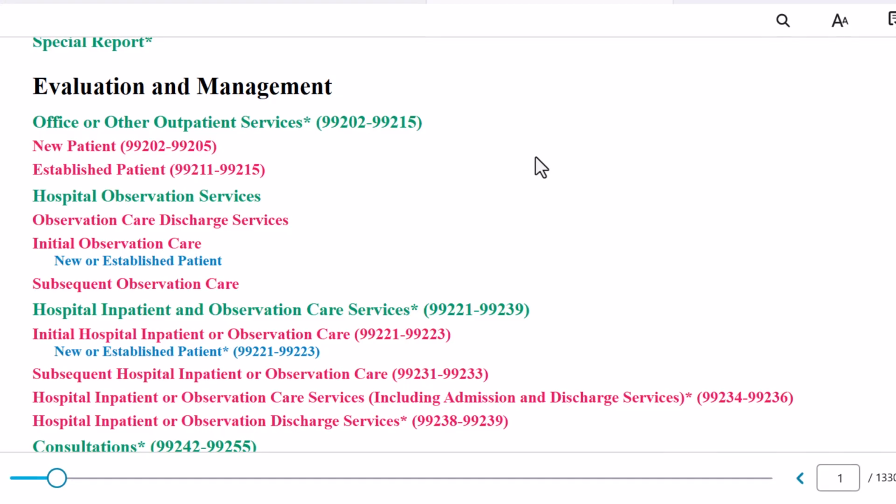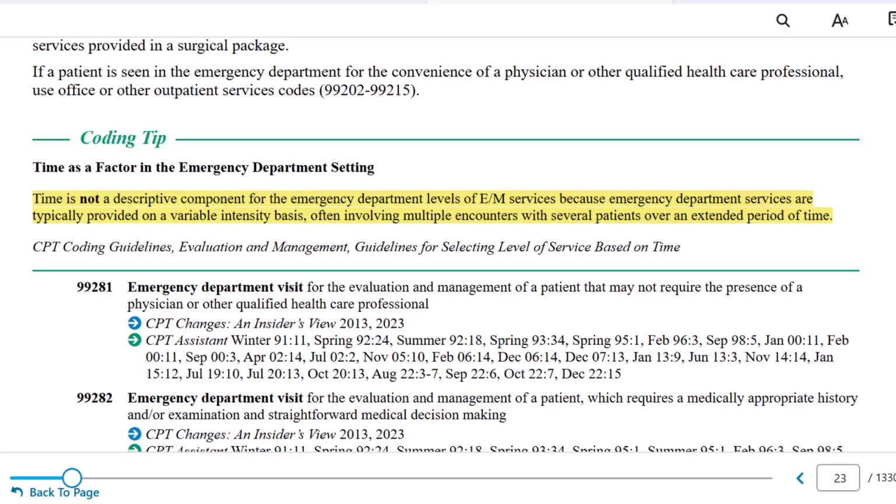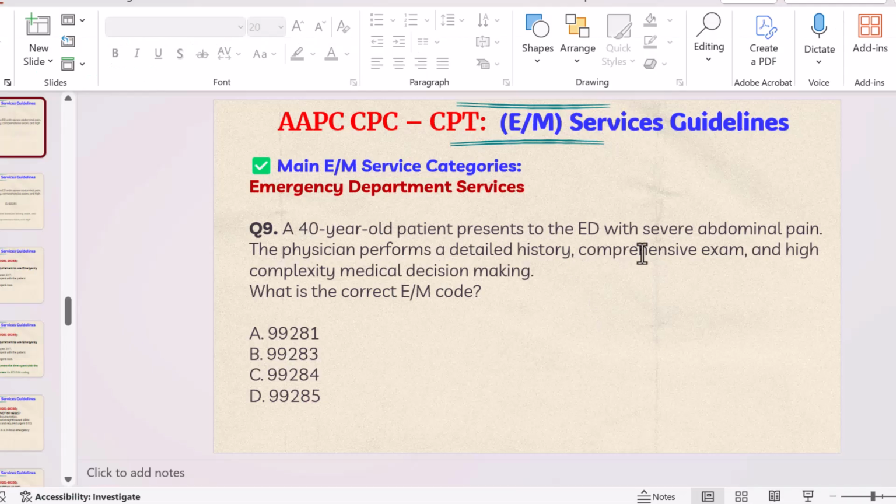In the CPT code book, you have to go to the Evaluation and Management section contents. There you have to go to Emergency Department Services. When you go down, you can see Emergency Department Services, New or Established Patient, and Other Emergency Services. Let's click this New or Established Patient. When you go down, you will get the codes. In our question, the decision making is high complexity medical decision making.